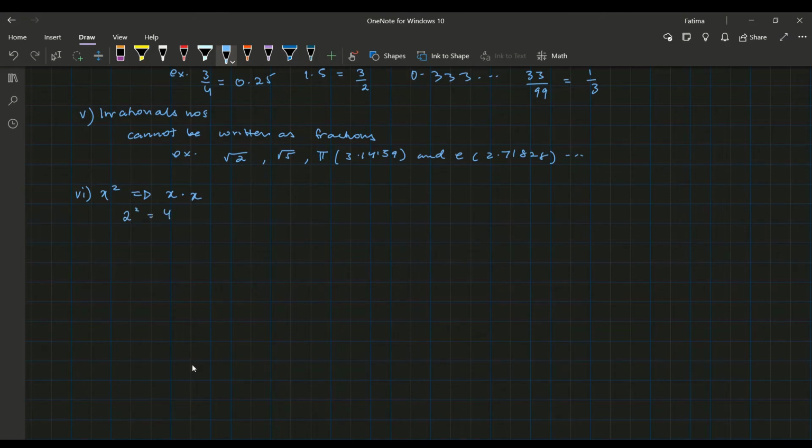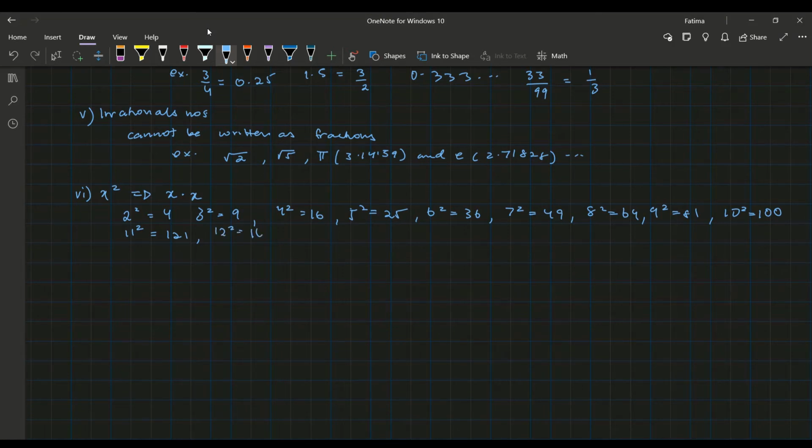For example, 2 squared is equal to 4, 3 squared is equal to 9, 4 squared is equal to 16, 5 squared is equal to 25, 6 squared is equal to 36, 7 squared is equal to 49, 8 squared is equal to 64, 9 squared is equal to 81, 10 squared is equal to 100, then 11 squared is equal to 121, and finally 12 squared is equal to 169. So I'd suggest memorizing all of these values so that it's easy to work with and easy to identify.